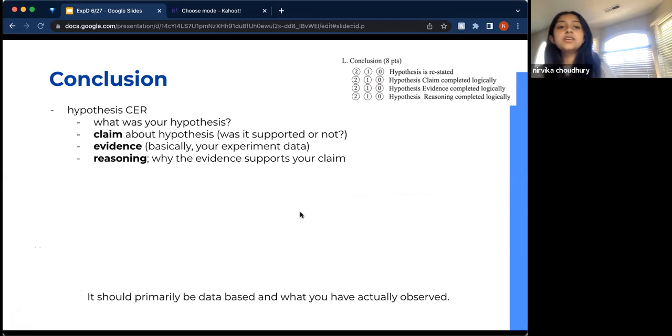Okay. The conclusion is simpler than it looks. It's basically a hypothesis CER. Like you can see in the rubric, it says the claim, evidence, and reasoning completed. So first, you want to say what your hypothesis was. You want to make a claim about your hypothesis: was it supported or was it not supported? Then you give your evidence, which should basically be your data from the quantitative or qualitative data, and then you give your reasoning about why your evidence supports your claim. It should primarily be data based and what you have actually observed.